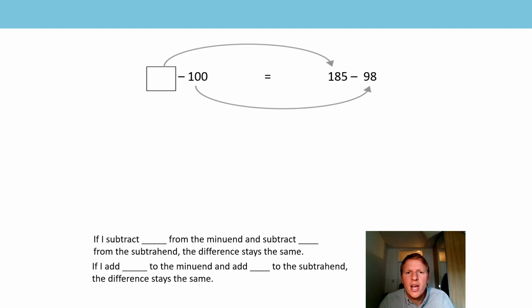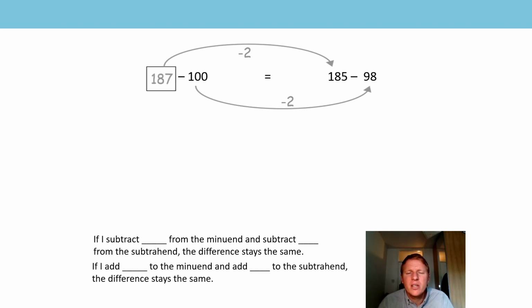If I subtract 2 from the minuend and subtract 2 from the subtrahend, the difference stays the same. So we're going to use the information we know about the subtrahend to help us work out the missing minuend. Now be careful, we don't do 185 subtract 2, we actually think of it as something subtract 2 is 185. What would that be? It would be 187, wouldn't it?